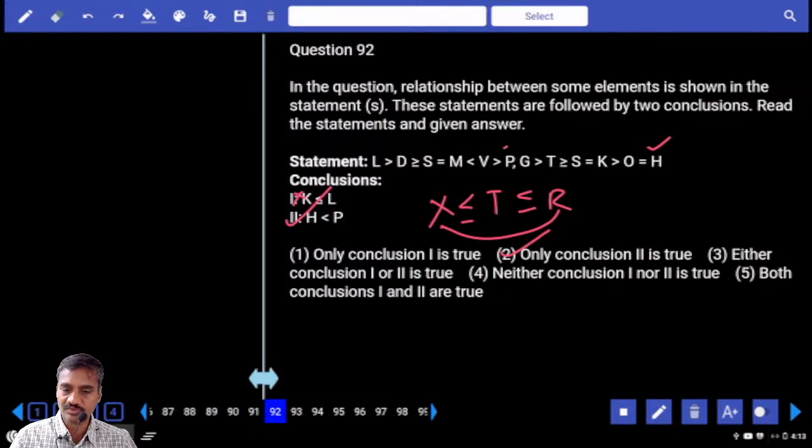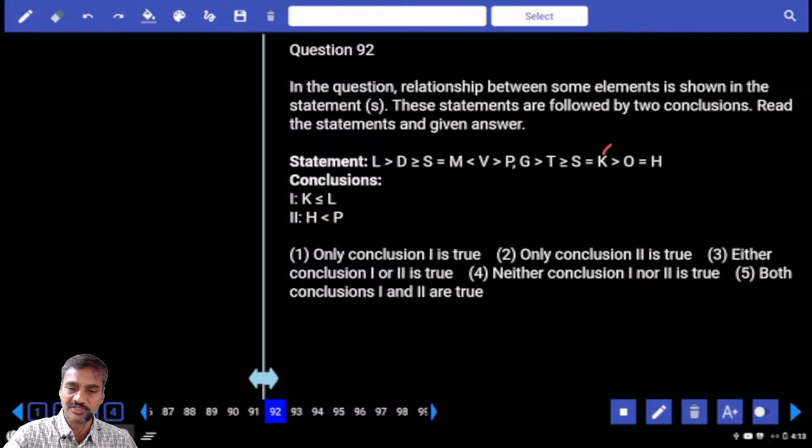The next one, 92. Now K and L. The relation between K and L, K is here and L is here. Now which element is common here? The element that is common is S. Now S to T, T greater than or equals to K, and at the same time L to S, L greater than S, isn't it? L greater than S, now L greater than K is 2 but not equals to.